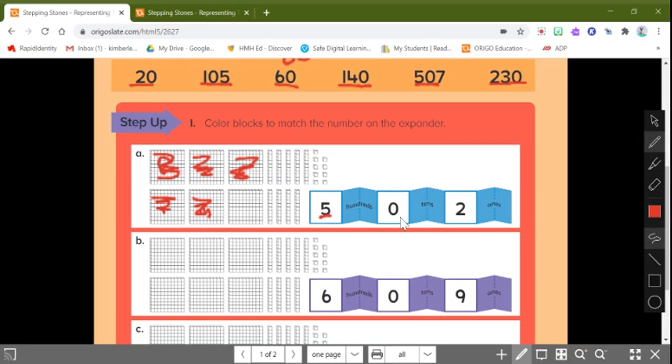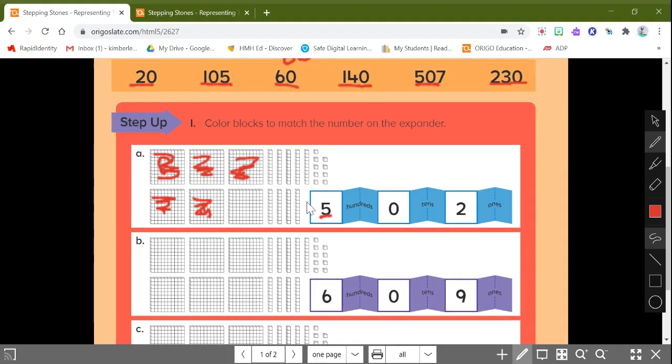Then let's look at the tens place. I have 0 in the tens place. So I'm not going to color in any of these tens blocks because I don't need them. I have a 0 there. Okay, then I have a 2 in the ones place. So I only need 2 of these ones blocks. So there's 502.